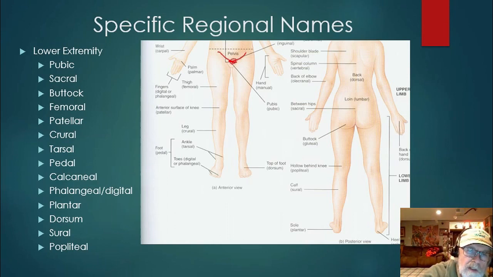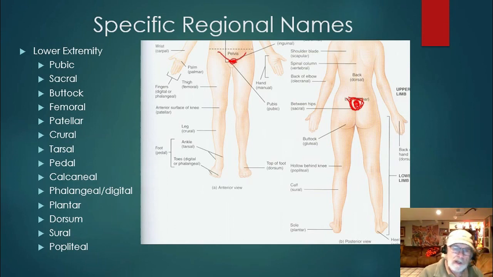The pubis would be this area right in here. Okay? Sacral. Sacral would be this area right here. And when we start to talk about the vertebrae, the sacrum is part of the lower portion of the vertebral column, which sits down in that area. And that's called the sacral region.